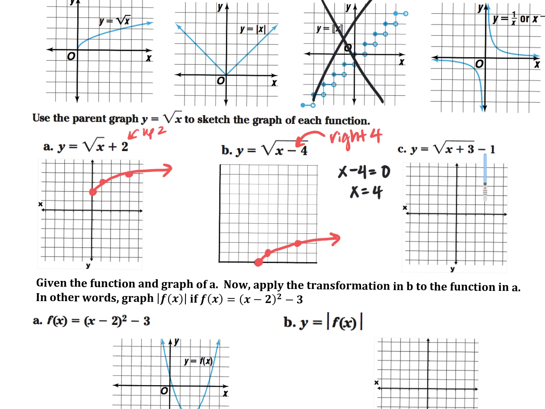What happens when we put them together? What's that plus 3 going to do? Yeah, this plus 3 under the root, that's going to take it left 3. And then Bob said that minus 1, because it's outside of the root, that's going to take it down 1. So good, Bob.